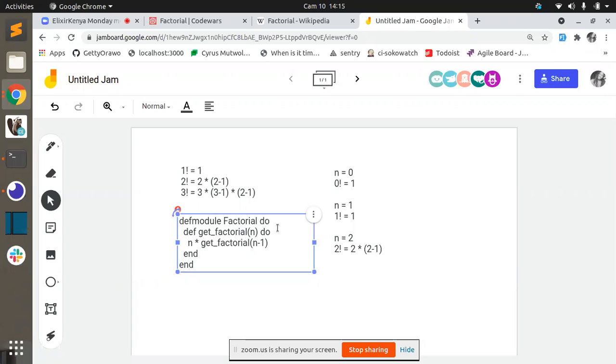So let's try it. All right. So we have another function clause for 0. Yeah. And it must be at the top. Above. Got it. Okay, so get_factorial. Wow.